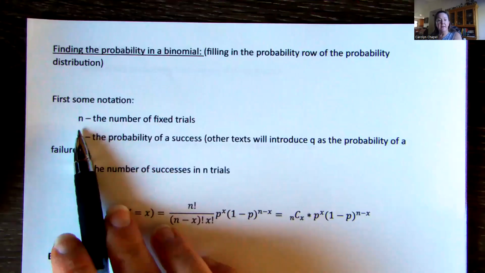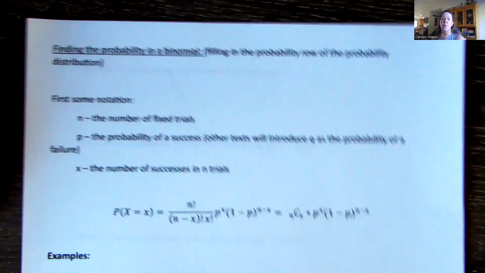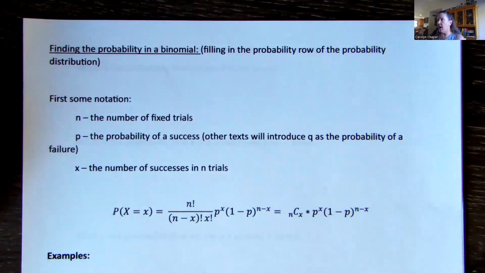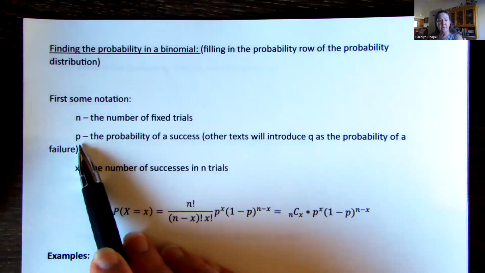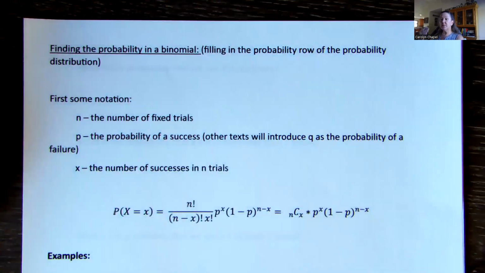So we do need an N. N is going to be those fixed number of trials, like how many times you're flipping the coin, how many times you're rolling the dice, how many times you're shooting a basket. P is going to be that probability of a success, which remains consistent from each trial. So if you're flipping a coin, 1/2, rolling a die and seeing if it's a 6, 1 out of 6.